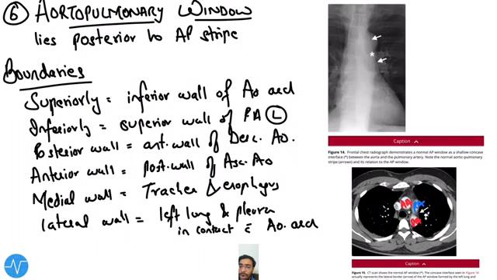The anterior wall is the posterior wall of the ascending aorta, therefore the star mark anteriorly is the ascending aorta. The posterior wall is formed by the anterior wall of the descending aorta. Medially is the trachea. Lateral is the left pleura and lung in contact with the aortic arch. And this is the aortopulmonary window between the aortic arch and the pulmonary artery. Therefore, superiorly would be the aortic arch and inferiorly would be the left pulmonary artery.